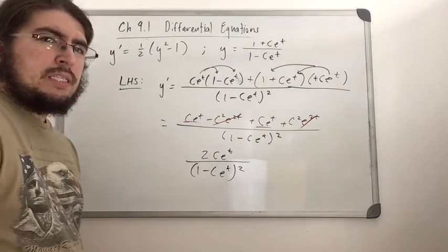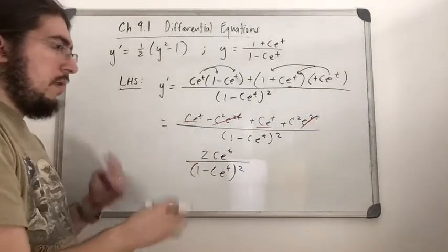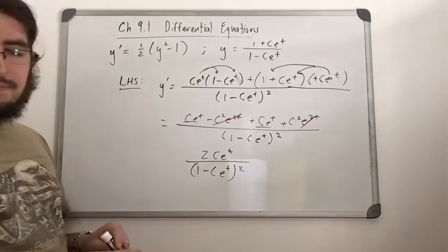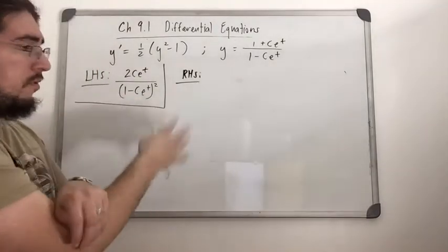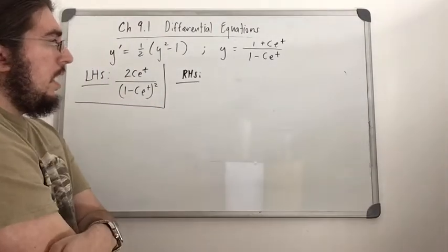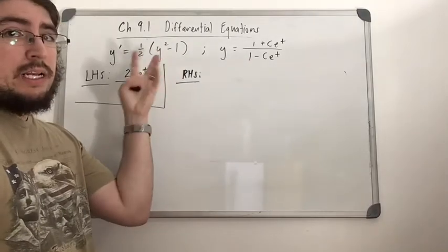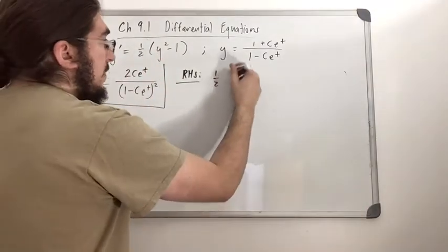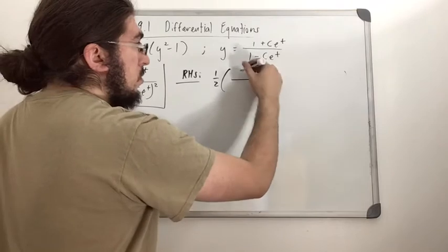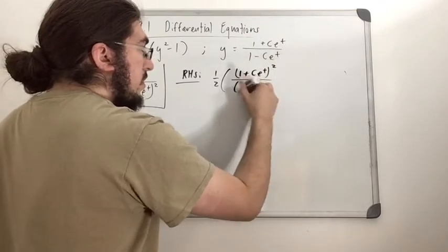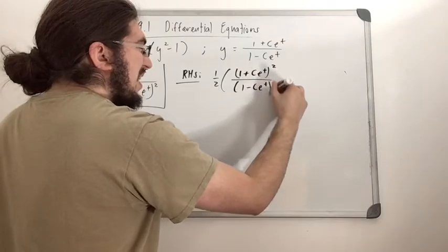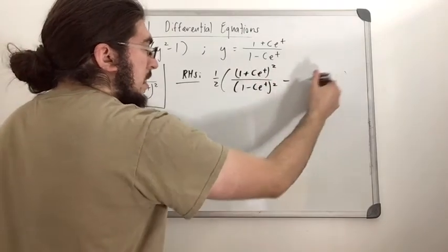Now I'm going to clean this up and write the result over here. Okay, so now that we have our result from the previous step, we're going to plug y into the right hand side and see what we get. So we have 1 half times this squared. I'm just going to square the top and bottom individually, that's how you square a fraction after all. Just like that, and then minus 1.